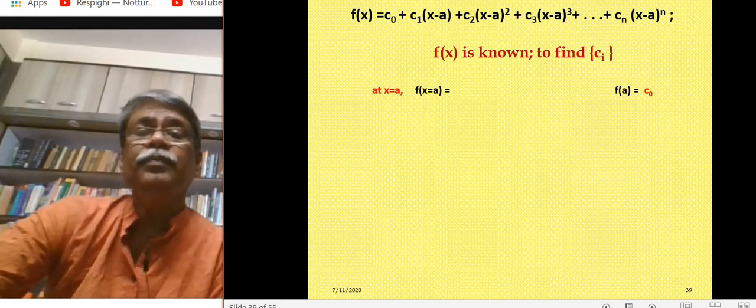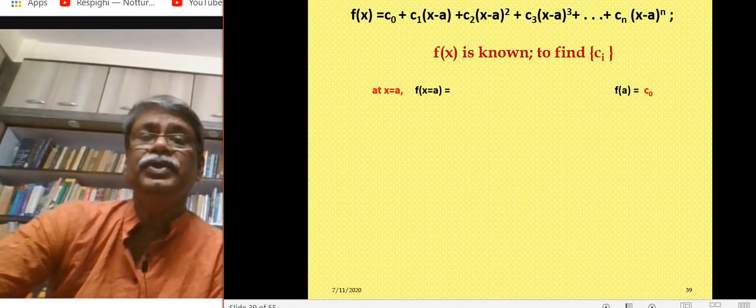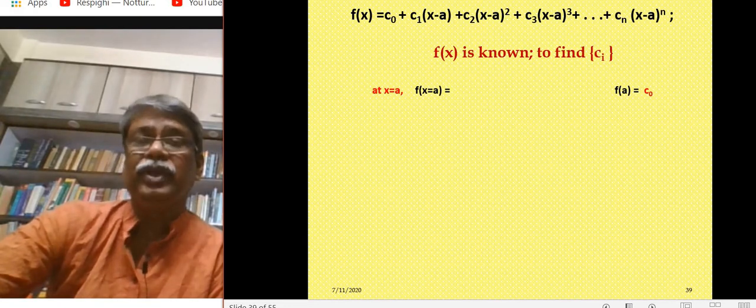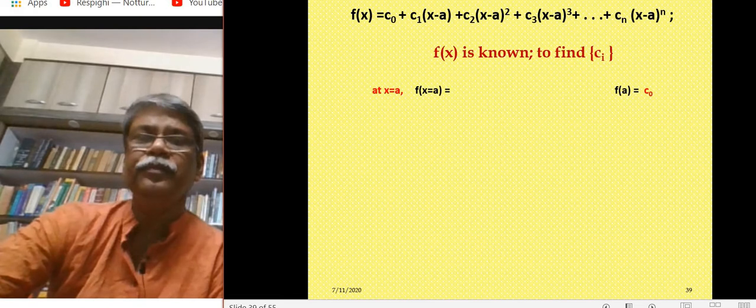One simple trick: if you use x equals a, then except for this c0 term, all will vanish. It's a simple vanishing trick, you just put x equal to a. That means f(x) at x equal to a is f(a). So f(a), and on your right only c0 survives, so c0 is f(a). So our first part of the job is done. I have found c0, but a long way to go. We have to get c1, c2, and so on.